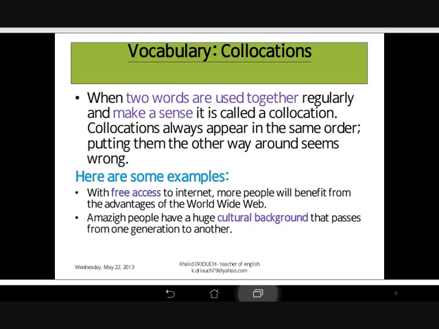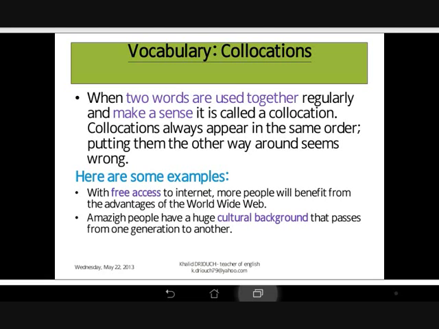First example: with free access to internet, more people will benefit from the advantages of the World Wide Web. And the collocation here is free access. We never can say access free, because we have to respect the order in which the words make a meaning, or an order in which the words make a sense.